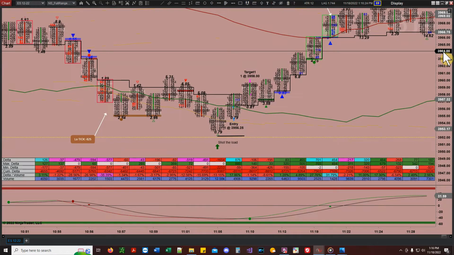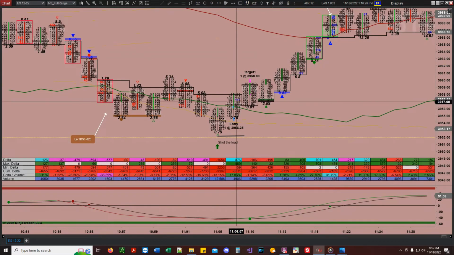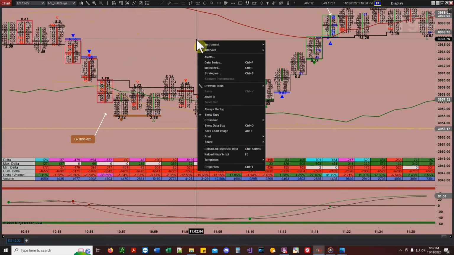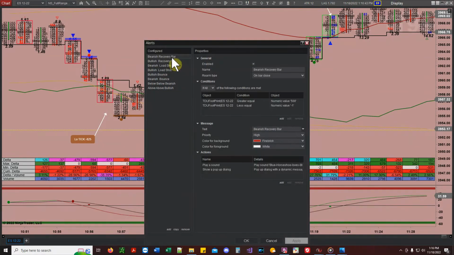I chickened out. First of all, as much as I bragged to my partner about this trade, and I said, man, if you see a load shot, take it. And I got it programmed as an alert. So here are my alerts: recovery bar, load shot, bounce, below bearish, above bearish.